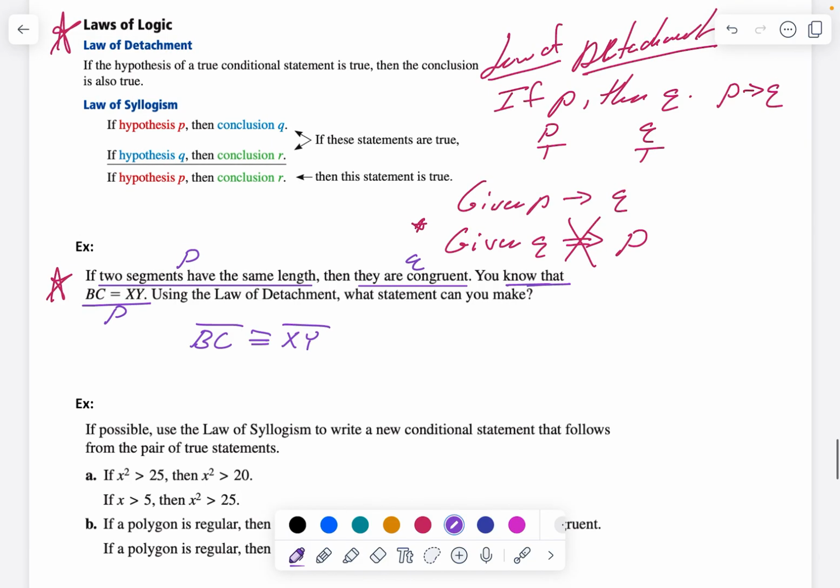Now, the other law is the law of syllogism. And the law of syllogism is almost like the transitive property. So it's kind of like if P then Q, and then we're also given if Q then R. So if it follows a logical chain of command, in other words, P then Q and Q then R, see how it all lines up in this chain? Q is in between P and R. Then we can assume if P then R, that it goes through that chain of reasoning. We call that a chain of reasoning.